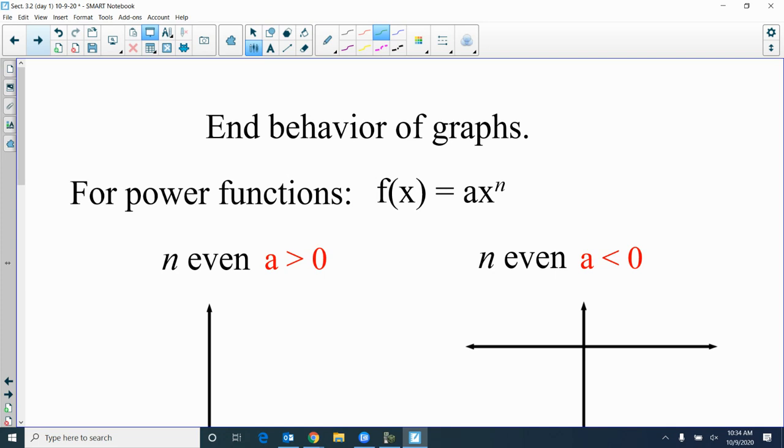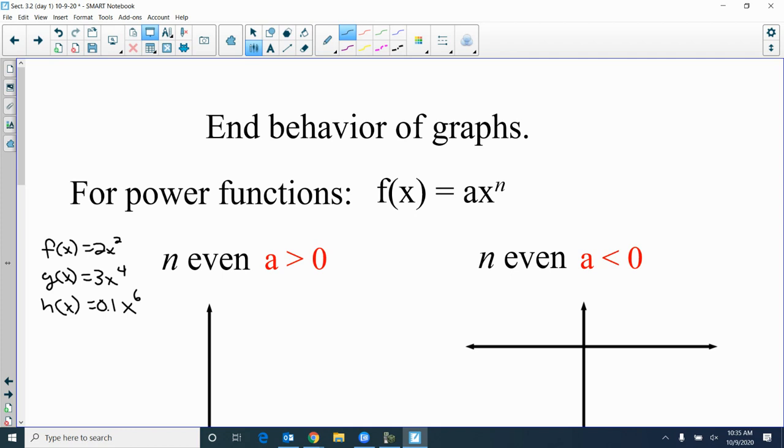All right, end behavior. So as you plug in big numbers, what's going to happen to your answers? As you plug in small numbers, what's going to happen to your answers? All right, we're going to look at what's called power functions first. Power function is just a constant x to a power. If n is even and a is greater than 0, so that would be like f of x equals 2x squared. G of x equals 3x to the 4th. H of x equals 0.1 x to the 6th.